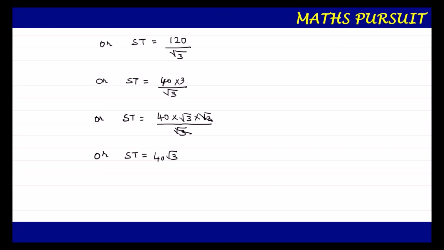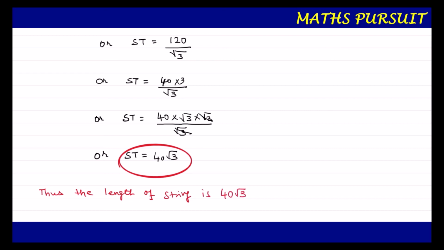So guys, this is our answer. We got ST is equal to 40 root 3, and that is what we need to find out as per the question. The question asked us at the end, if you read, find the length of the string, assuming that there is no slack in the string. So thus the length of the string is 40 root 3 meter.